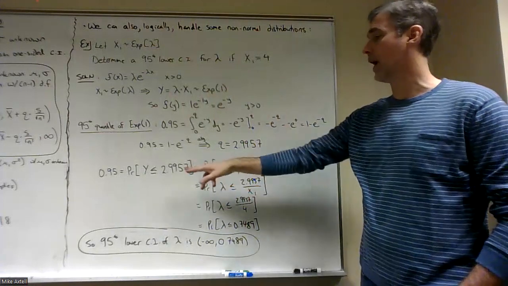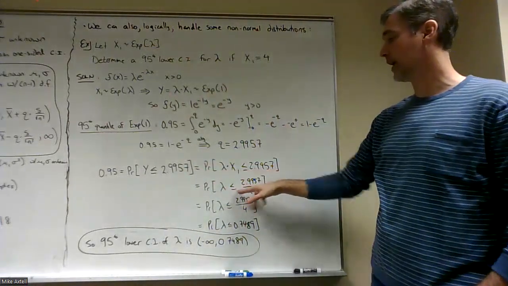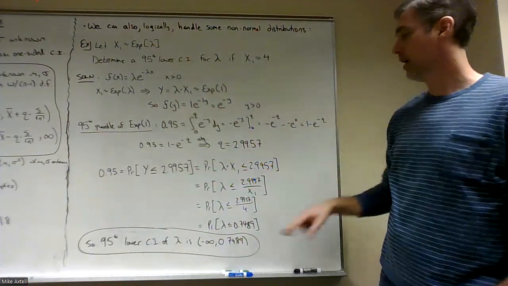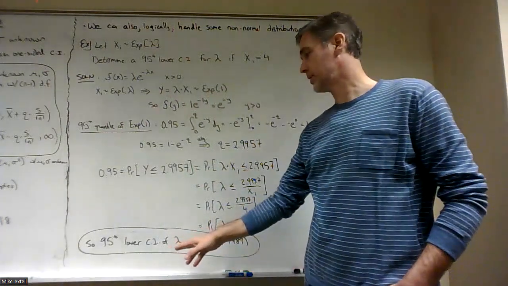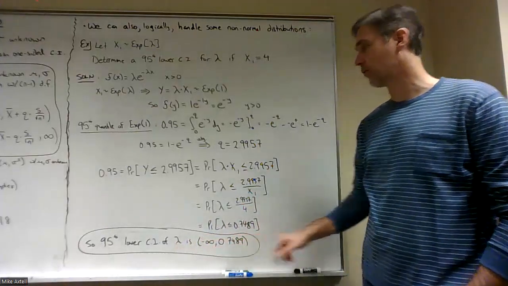Right, so I replace y with lambda times x1, and now I'm going to solve for lambda. So I can divide by x1. I don't flip the inequality because I know x1 is a positive number. So replace x1 with 4, solve, and that gives me a 95% lower confidence interval from negative infinity to 0.7489.